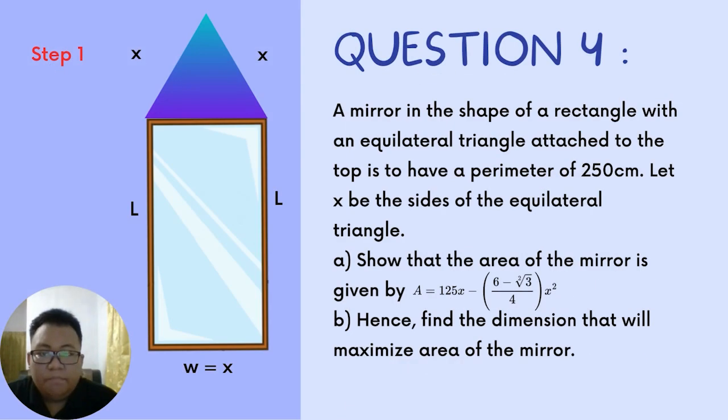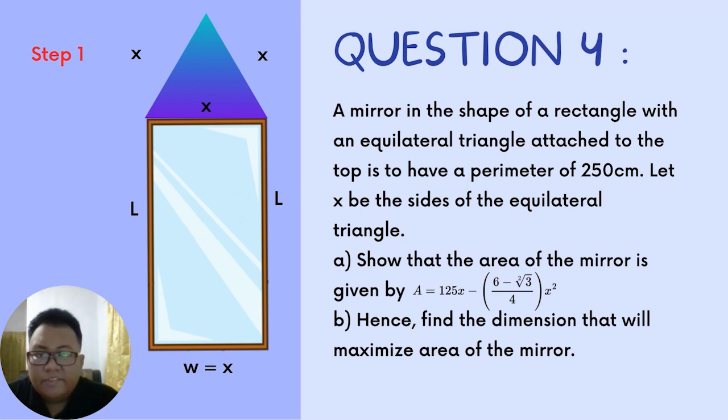This question is about applied maximum problem. The question is: a mirror in the shape of a rectangle with an equilateral triangle attached to the top is to have a perimeter of 250 cm. Let x be the side of the equilateral triangle. A. Show that the area of the mirror is given by this equation, and B. Hence find the dimension that will maximize the area of the mirror.